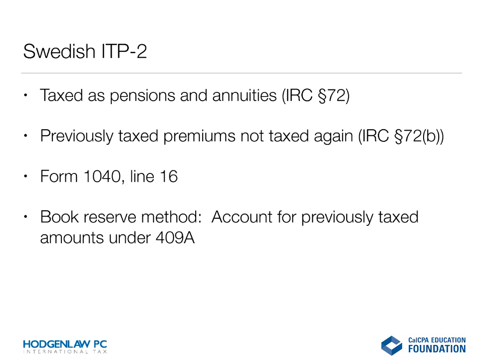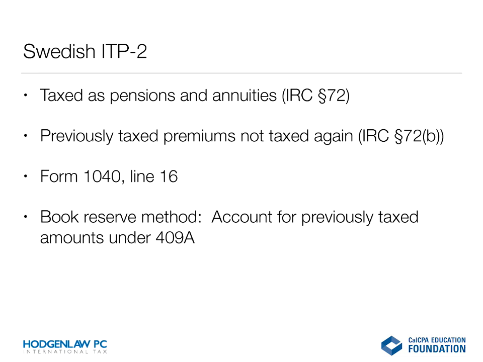Well, here's the Swedish ITP2. It's just taxed as an annuity or a pension. If any part of the distribution was taxed as premiums, it's not taxed again when it comes out, and the rules for apportionment are in Section 72B. Report on line 16, which is for pensions and annuities.